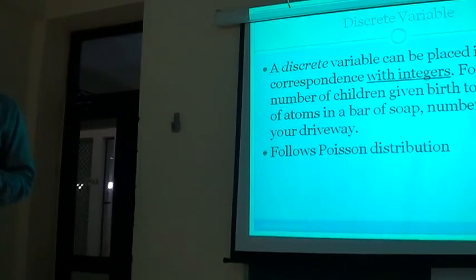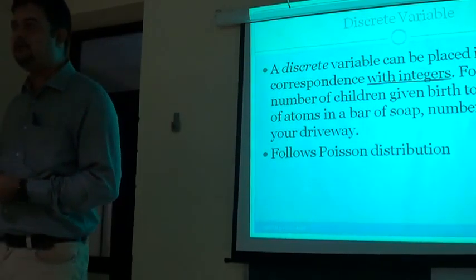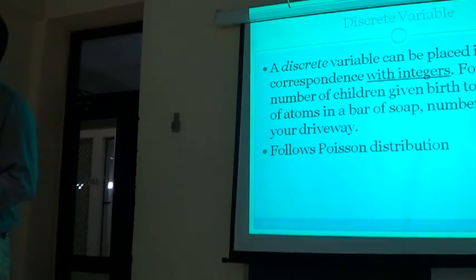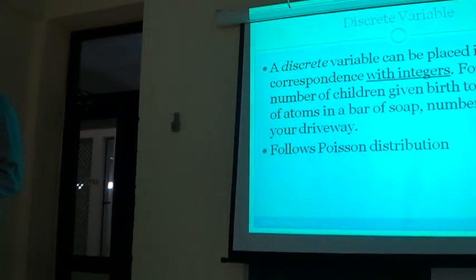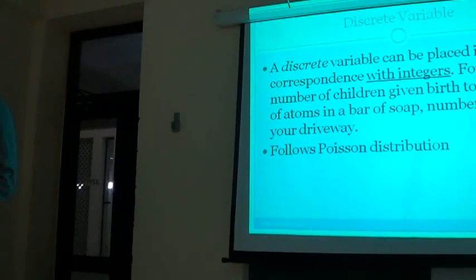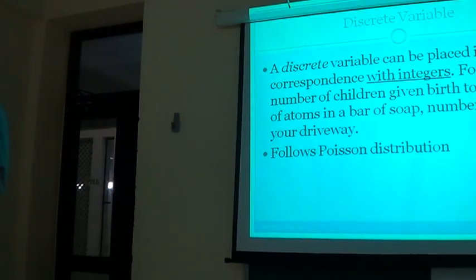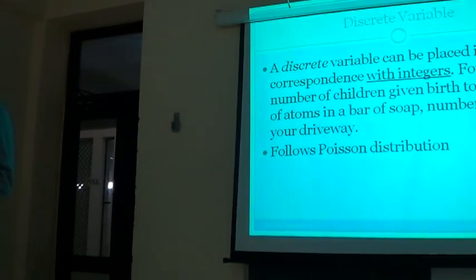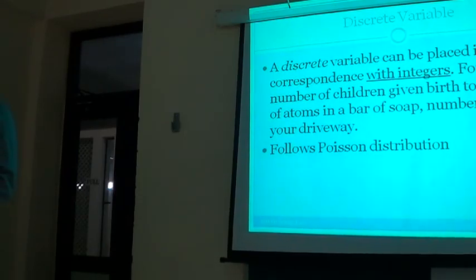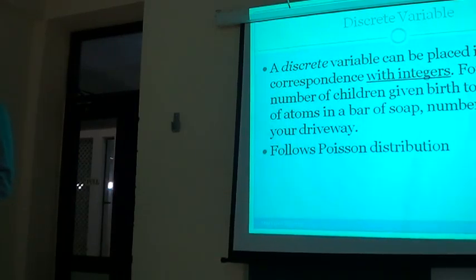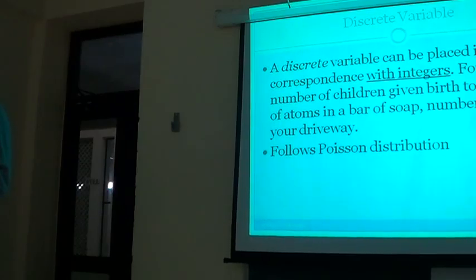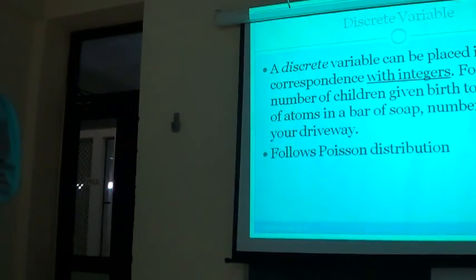If you think about any kind of variable, and I ask you whether it is discrete or continuous, you should think this way: could the value ever be a fraction? If it could never be a fraction, it is very simple. If it could be a fraction, then it could be a continuous variable. But if it's an integer, then it has to be a discrete variable.